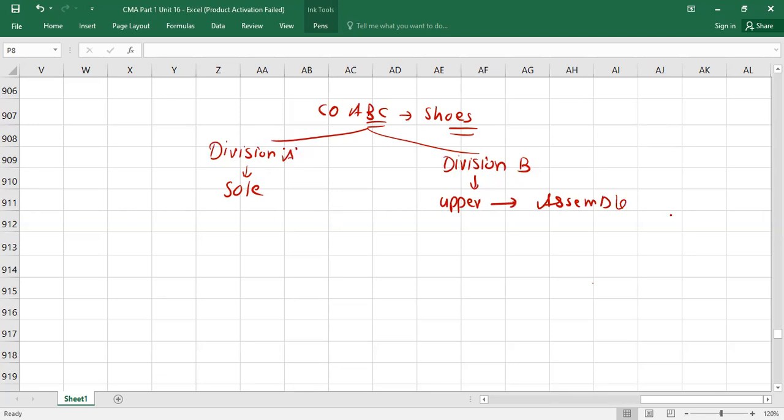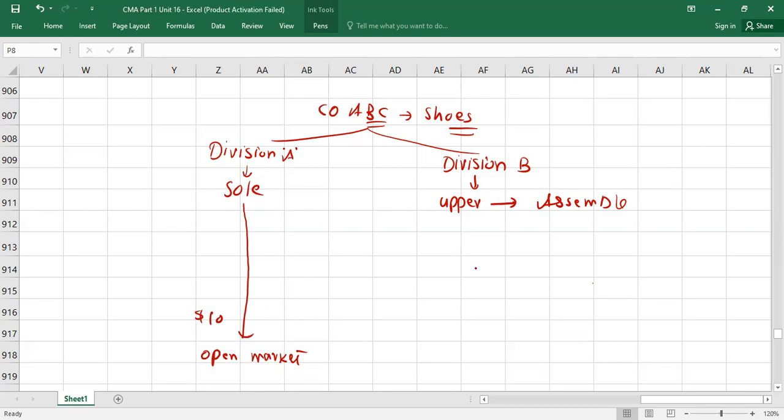Understood? Now please remember here, division A can sell this sole to the open market. And he can sell this sole at which price? At $10 per sole, for example.